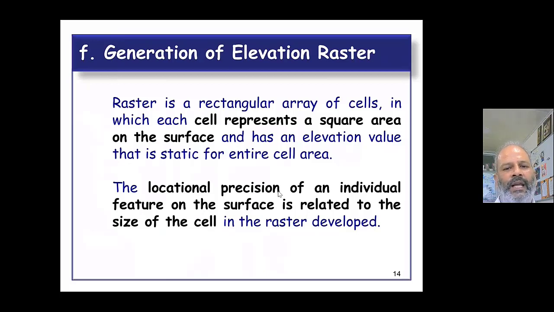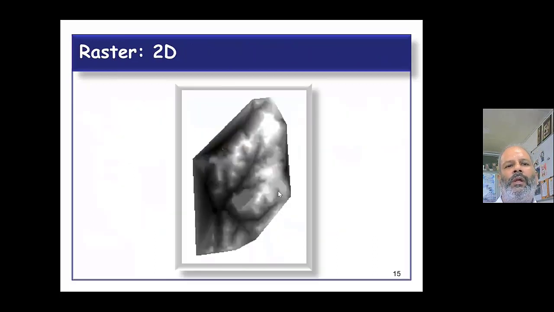If, let's say, the cell size is small, then precision is more, but the file size will increase. If we increase the cell size, then that locational precision is less. So we have to decide as per our requirement. So here, if we see now, a 3D shapefile has been used to develop the surface. So this shows the 2D view of the raster.